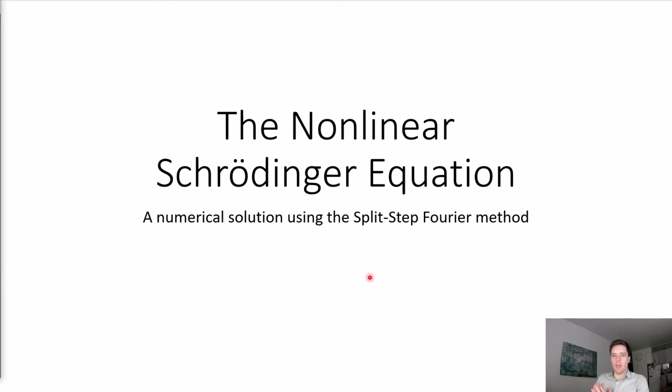Today I'm going to explain the nonlinear Schrödinger equation and how it can be solved numerically using the split-step Fourier method in order to simulate optical pulses propagating through an optical fiber. So first I'll explain the theory behind this equation, and then I'm going to show you an implementation, a numerical solution to this equation implemented in Python, which you can also download and play around with.